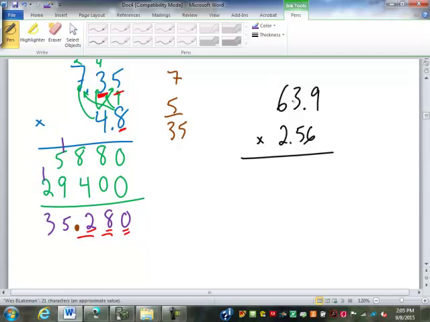Now, first of all, I'm looking at this. I got about 60 times 3. I'm expecting something close to 180. I'm going to keep that in mind.